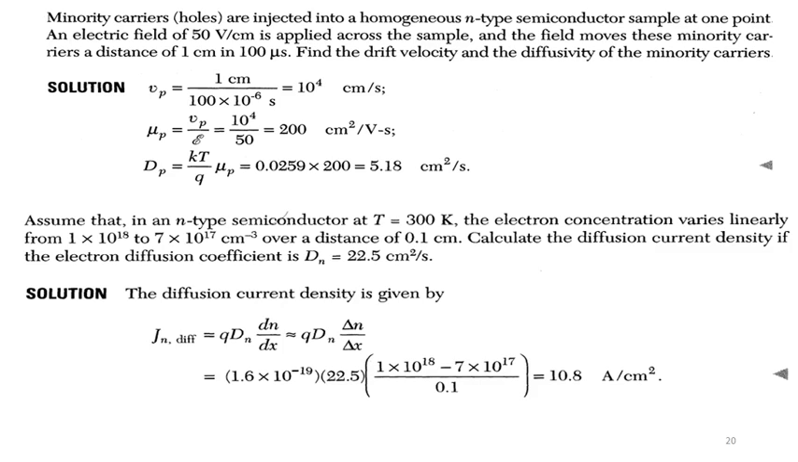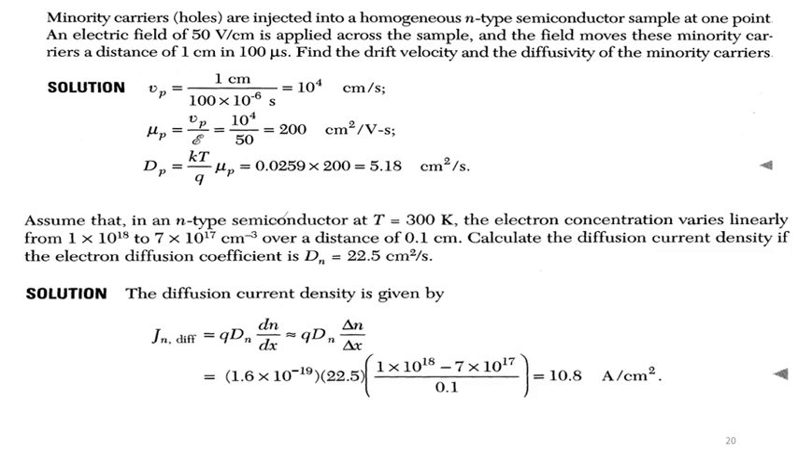Then we have to go for another example. Minority carriers, or holes, are injected in a homogeneous N-type semiconductor sample at one point. An electric field of 50 volt per centimeter is applied across the sample. Minority carriers travel a distance of 1 centimeter in 100 microsecond. Then we have to find the drift velocity and diffusivity of minority carriers. It is an N-type semiconductor, we know the minority charge carriers are the holes.